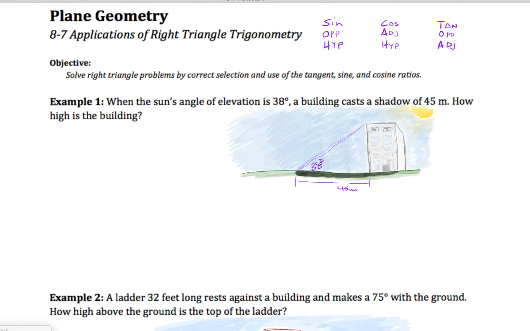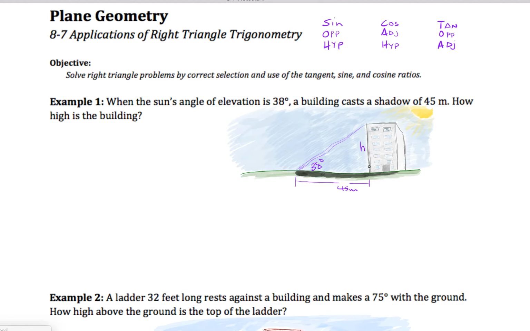with the ground. And again, what the problem is asking me for is how high is the building. It's asking me for this height right there. Instead of putting a question mark, let's go ahead and label it as H. So this is the information that I have in the problem. A 38-degree angle of elevation, a 45-meter distance from the end of the shadow to the building, and I'm looking for this height right here.